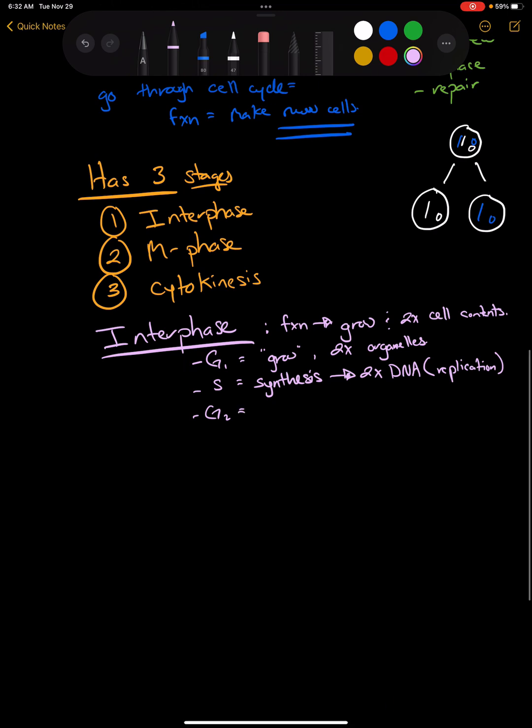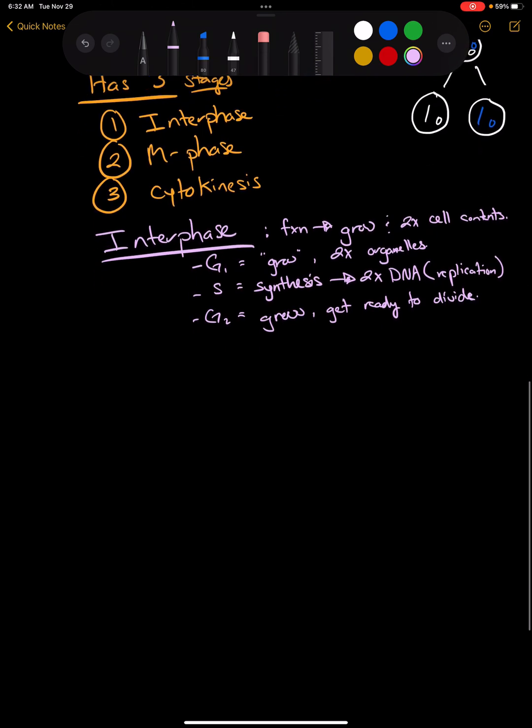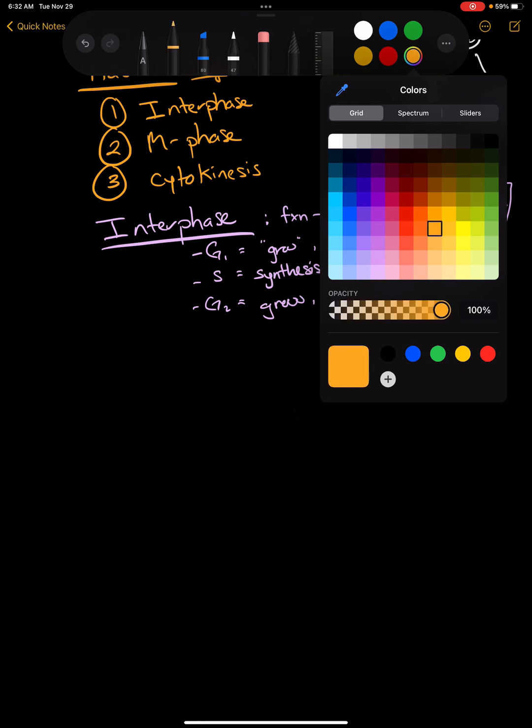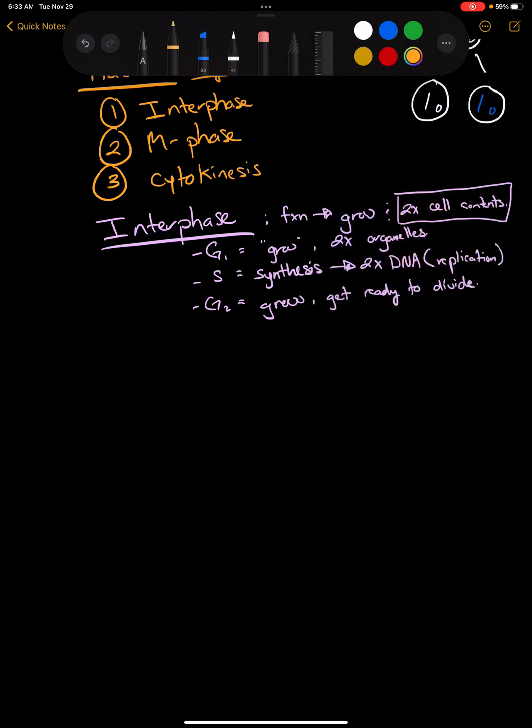And then G2, well, G, that's going to be grow. And then also, as I'm growing, I'm going to get ready to divide. Right? Because if I'm doubling all of this stuff, then I have to divide eventually. But that's all interphase is doing. That's literally its job, is to double my cell contents. But I have these separate stages so that I can concentrate on one task at a time and I can do it well.